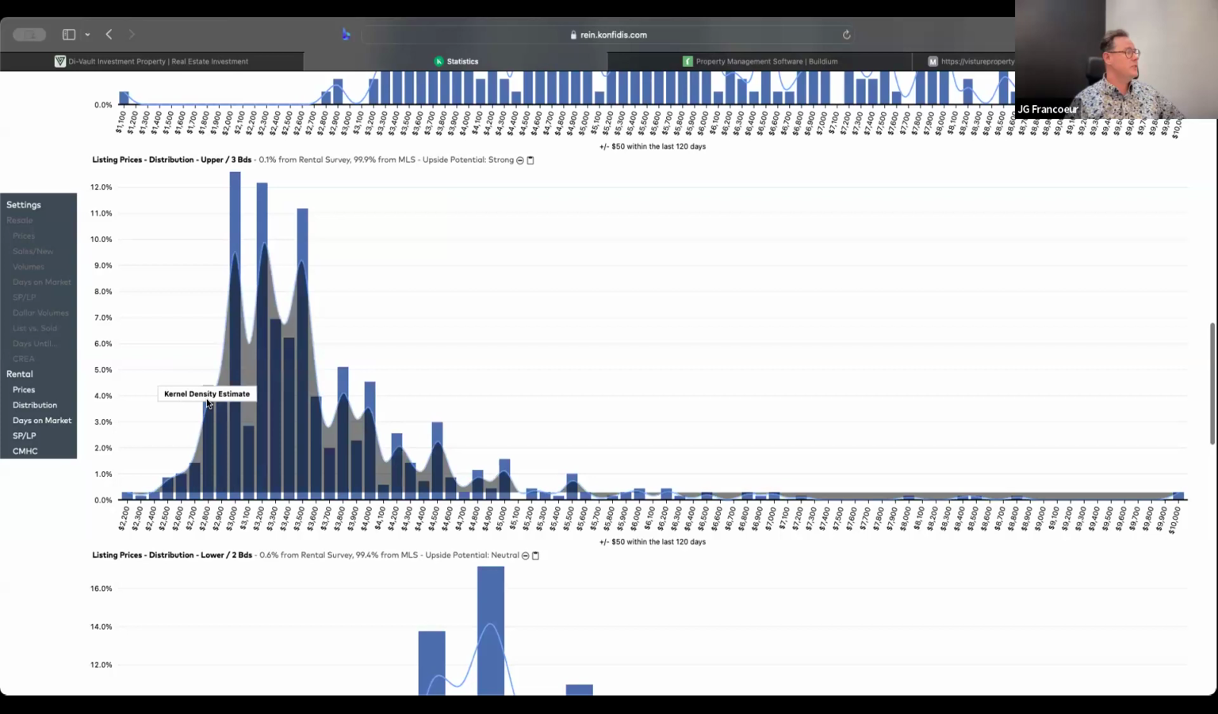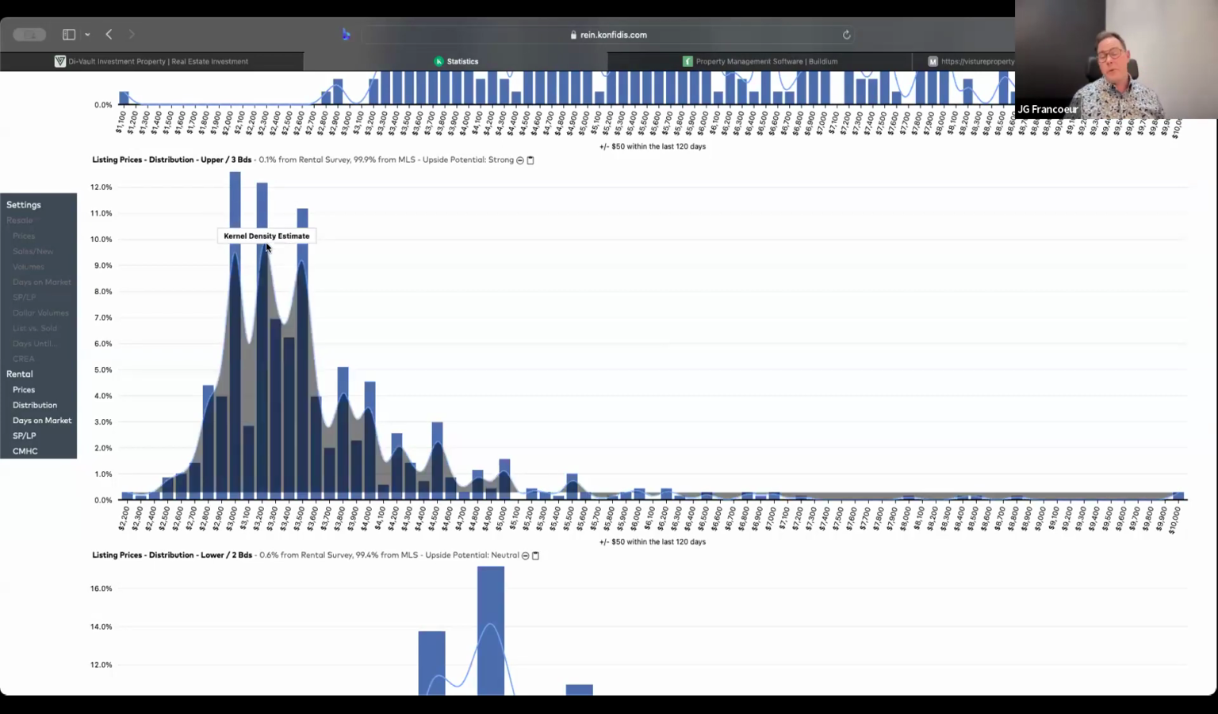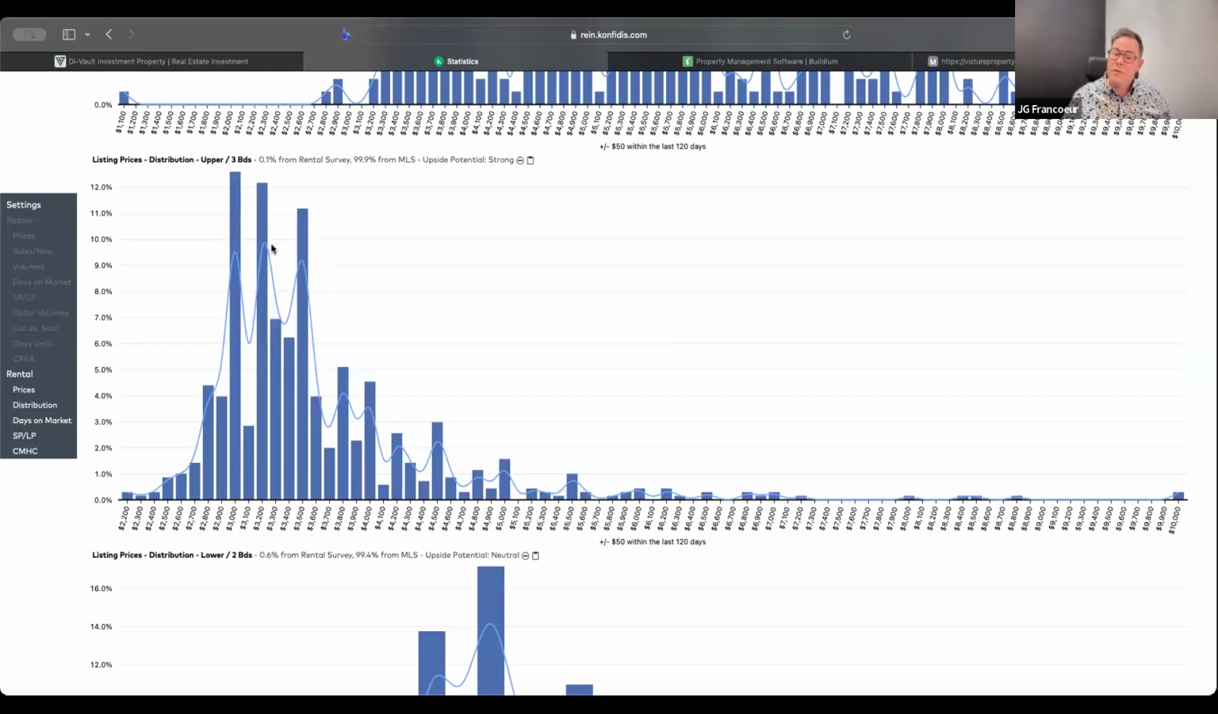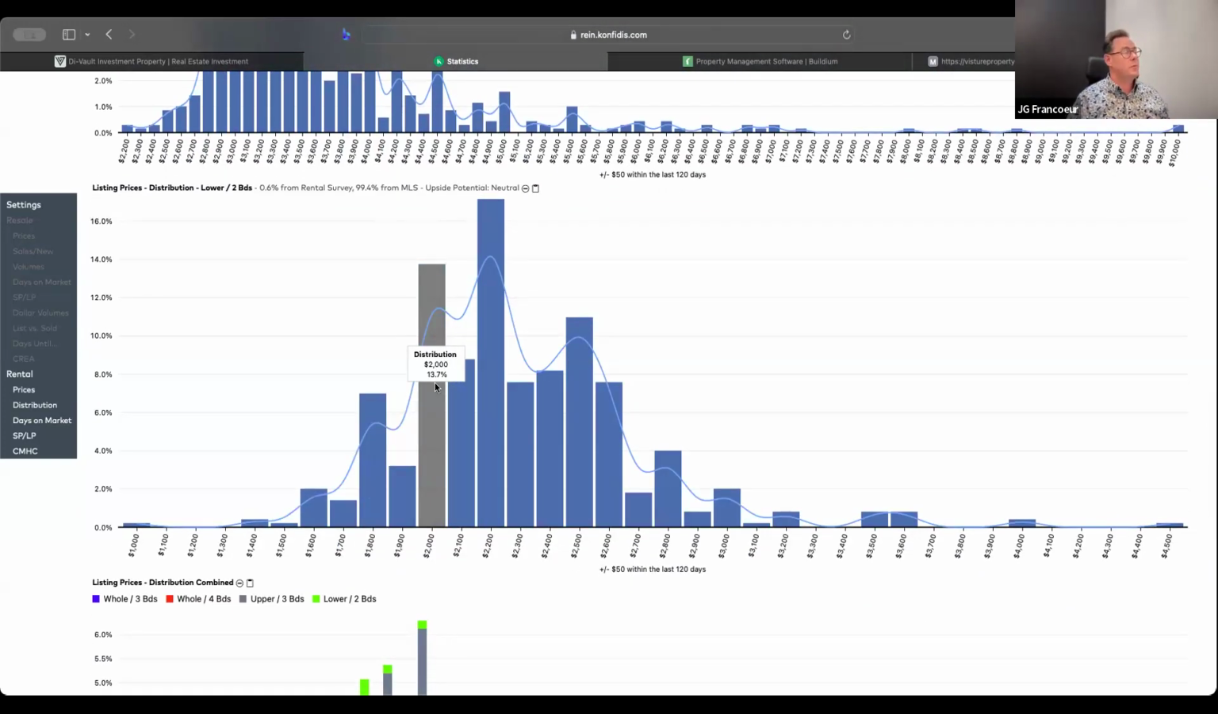Upper 3 bedrooms, the distribution is between 2,800 and 4,000, with the bulk of it between 3,000 and 3,500. So I'd say the average rent, if you will, for a 3-bedroom upper unit in Toronto is probably about 3,200, 3,300, 3,400. That's what I'd be comfortable saying. 2-bedroom, somewhere between 2,000 and 2,600, and I think the bulk of that is happening in the 2,200 to 2,500 range, which is your average in Toronto.